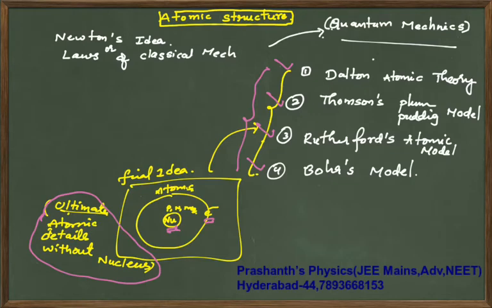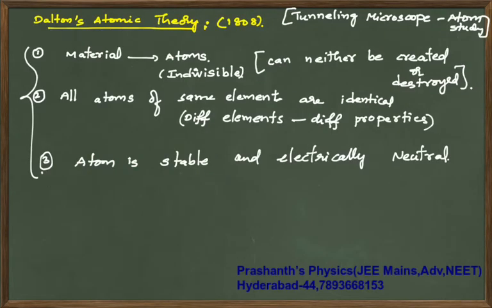What you are going to learn, as I have told you, is similar to chemistry atomic structure. So let us start. Your first idea is Dalton's atomic theory. Dalton's atomic theory was developed around 1808. According to it, this was the first model that tried to explain the structure of atom.